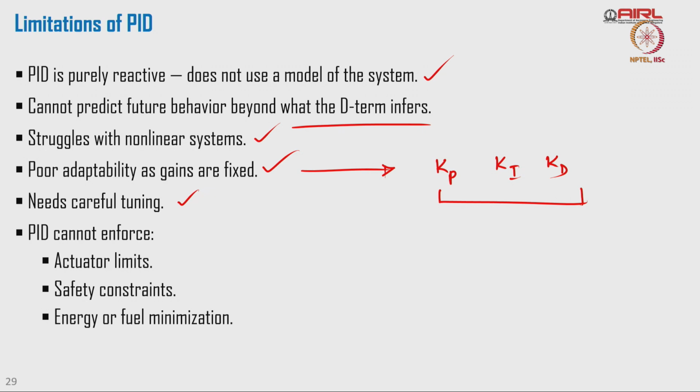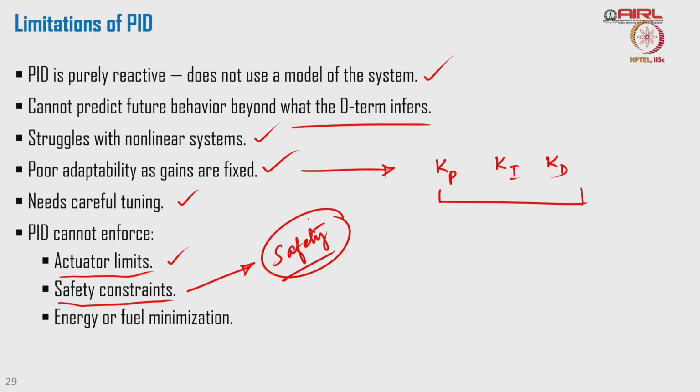PID cannot enforce actuator limits, that means if there is a limit by motor thrust, then PID cannot overcome that and it needs to be obeying that, and it cannot enforce actuator limits separately. It cannot impose safety constraints. We will see the concept of safety later in terms of obstacle avoidance when we talk about the path planning of drones. That time safety constraint will become clear.